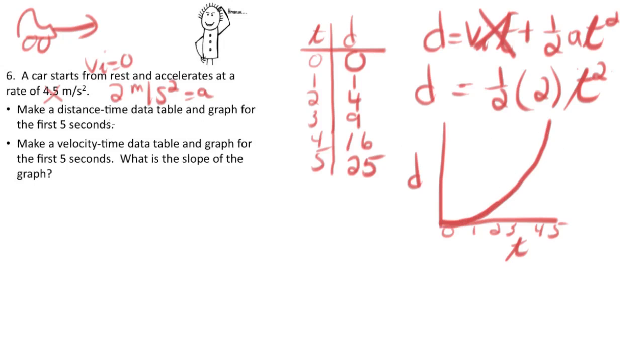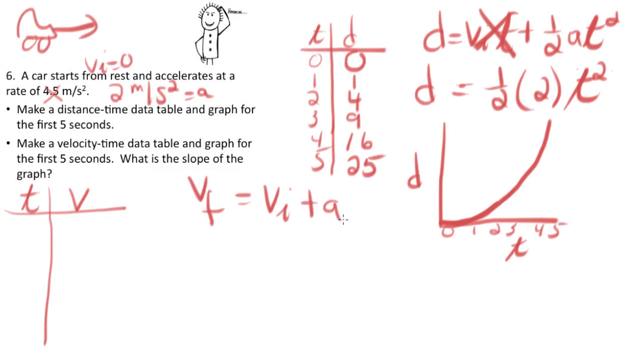Okay, now let's make a velocity time data table and graph for the first 5 seconds. What you might want to do here is say, oh, well, distance over time is velocity. So 1 over 1 is 1, and 4 over 2 is 2, 9 over 3, and 16 over 4, and that would make sense, but it would be wrong. If you are looking for the velocity and you are accelerating, you have to account for that. So to find the velocity, you have to use a velocity acceleration equation.